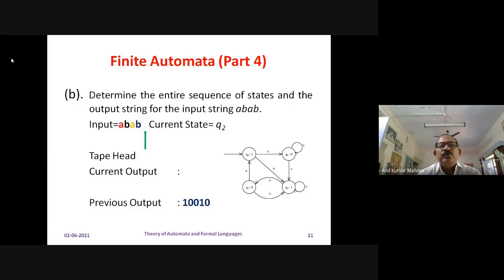So what is a Moore machine? It takes the information, does some computation and gives the result. It has taken the information AB and gives the result 10010. This is the output and the input is AB. Is it clear? Yes, sir.